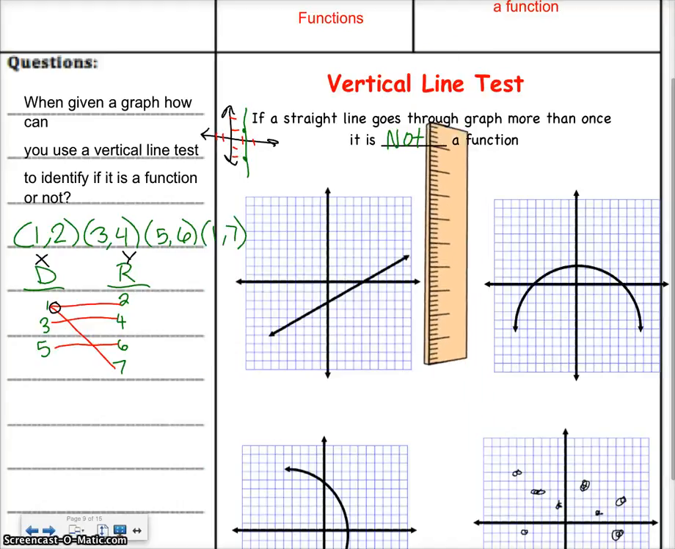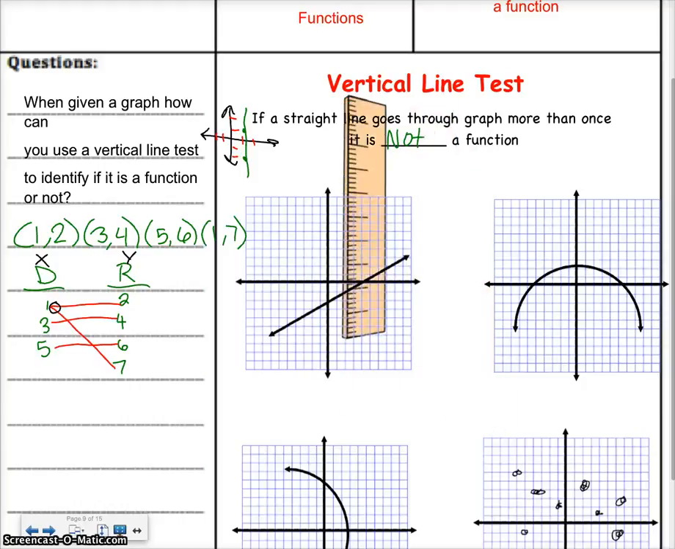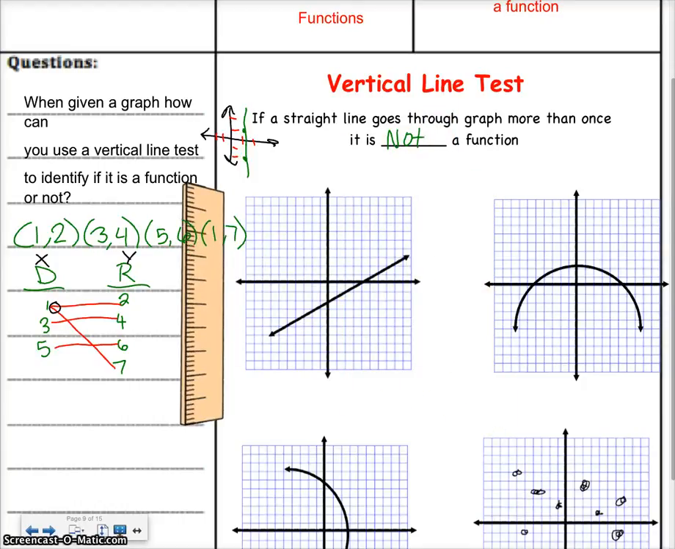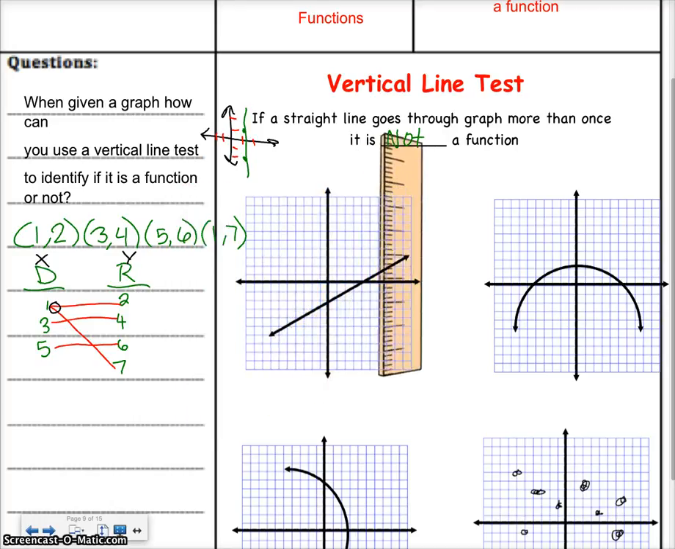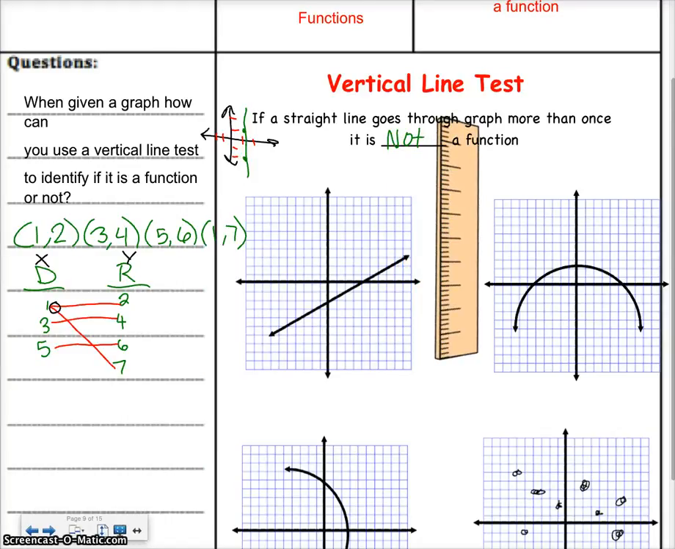So I have my ruler, which is movable, yours is not. But when I look through at this graph, I want to make sure x only goes to one y. One y, one y, one y. Yep, because it's linear, right? I mean, it's going to one y constantly. This is a function because each x went to one y.